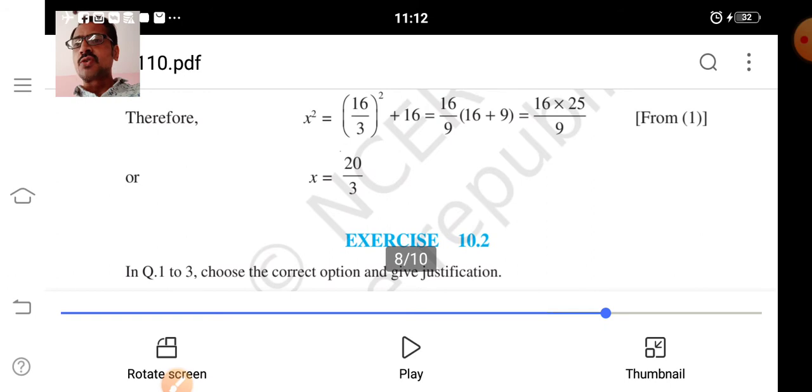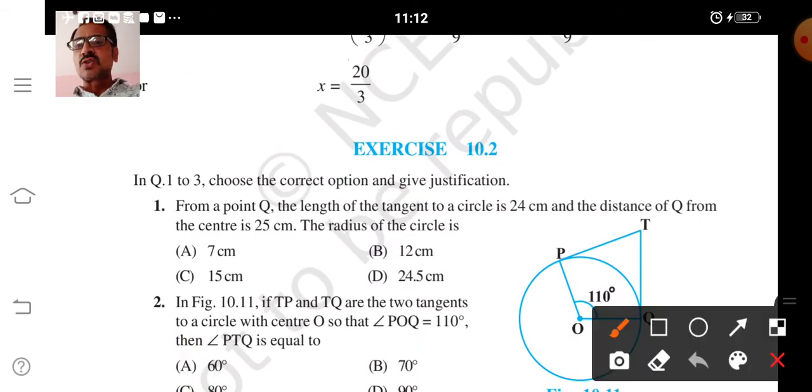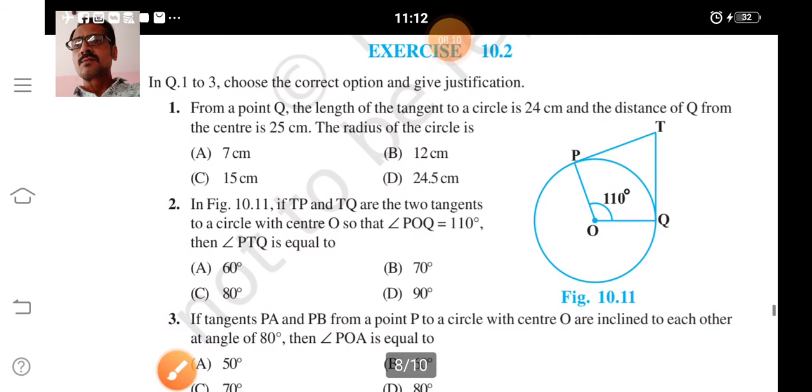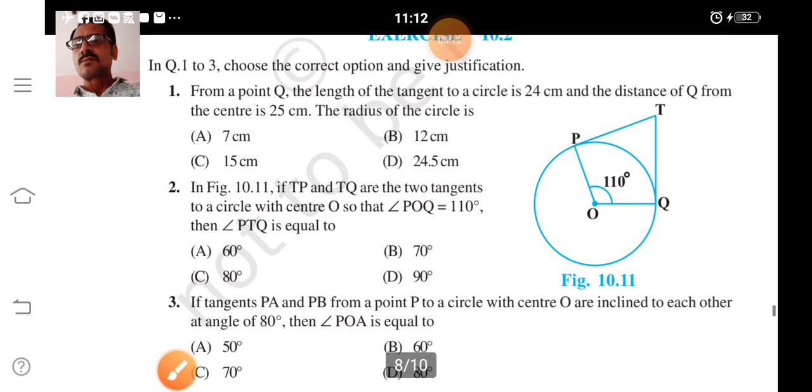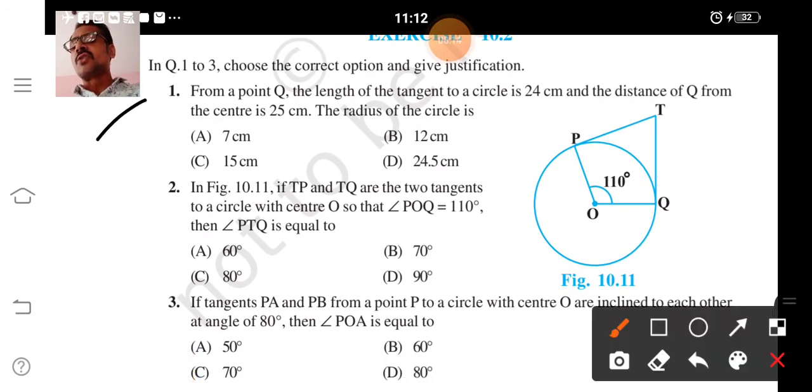Exercise 10.2. Let us solve exercise 10.2. Here is the first question. From a point Q, the length of the tangent to a circle is 24 and the distance of Q from the center is 25. The radius of the circle is dash. Let us solve this first.